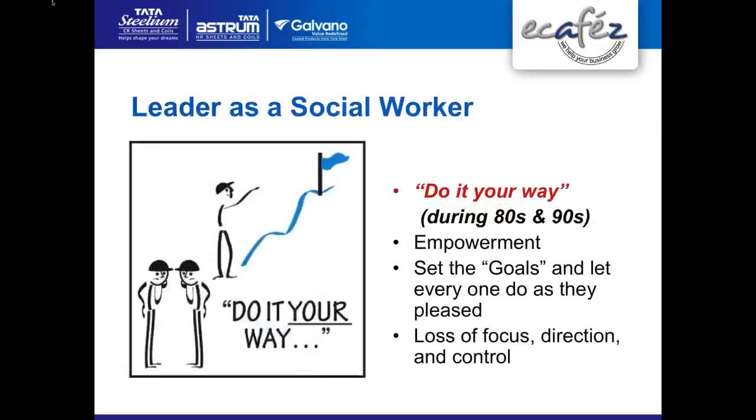The next, in the 1980s, was that a goal was set by the big boss, and every employee was asked to achieve the goal the way they wanted to. This was very popular, called the empowerment style, during the 1980s. So what happened? In many companies, different kinds of culture in different departments started emerging. That lost the focus. So it was realized by management experts that this is not the right way. So the empowerment style also failed.